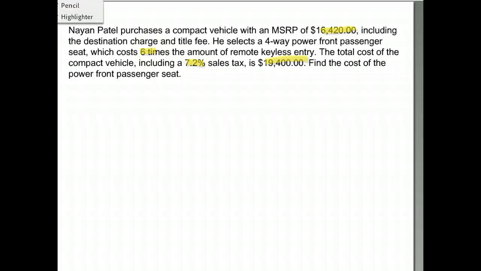So again, we don't know the cost of the power front passenger seat. We do know that it's 6 times the amount of remote keyless entry. And again, they don't say it, but they want you to assume that he got the keyless entry, which we're going to call X because we don't know its price, and that he got the power seat, which is 6 times that amount, so it'll be 6x. Then we set up our equation.